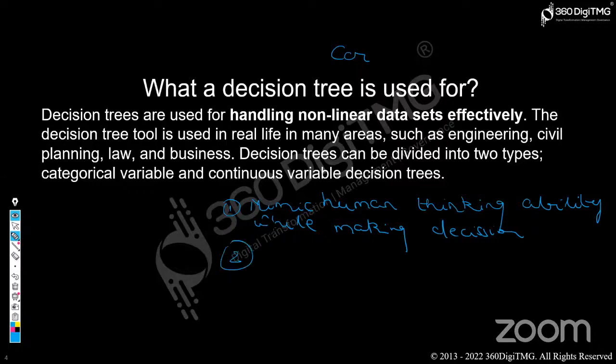Second, the logic behind the decision tree, whatever decision it is taking, is very easy to understand because it shows a tree-like structure.